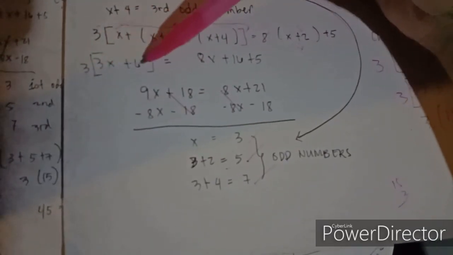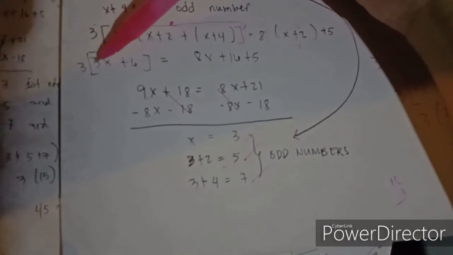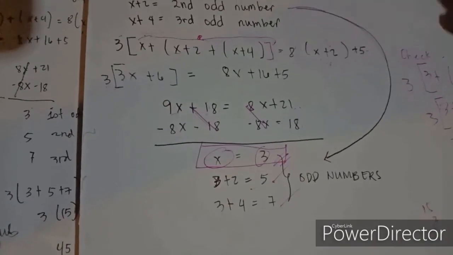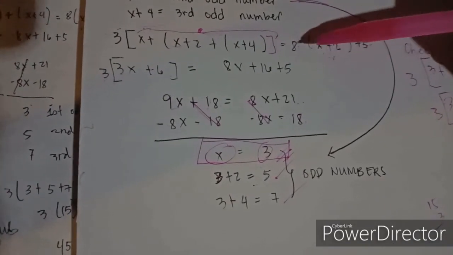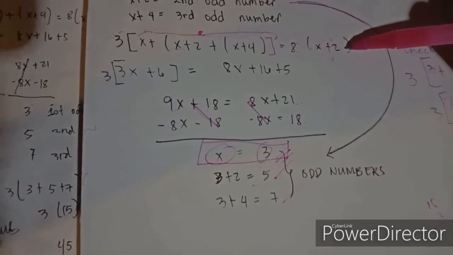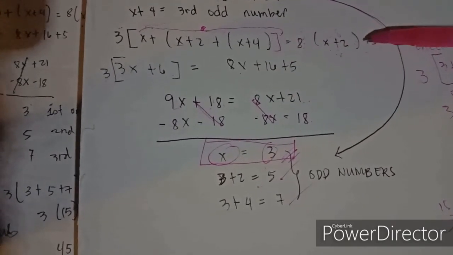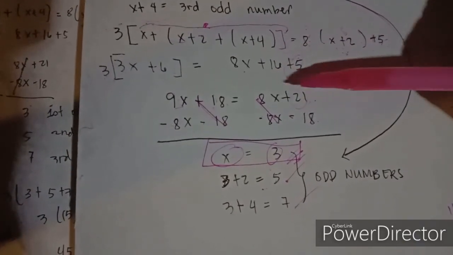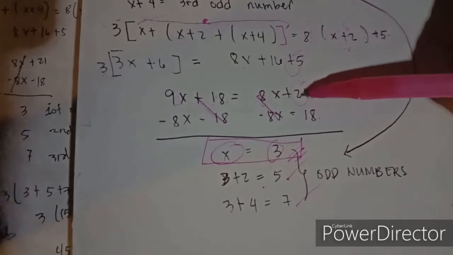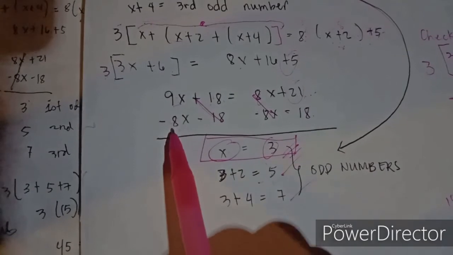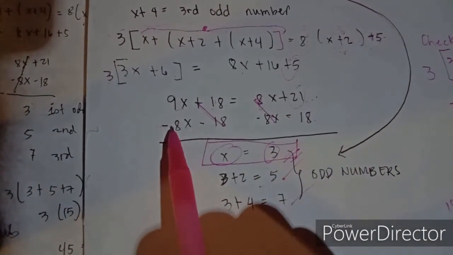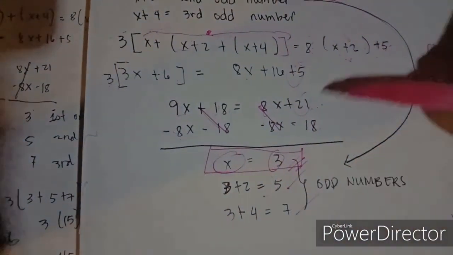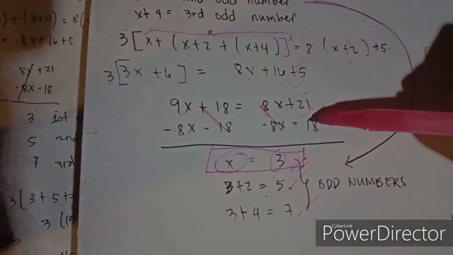So 3x plus 6 times 3, or 3 times 3x is 9x, and 3 times 6 will be 18. 8 times x is equal to 8x, and 8 times 2 is equal to 16, and copy plus 5. So 16 plus 5 is 21. That is why it is 8x plus 21. Since 8 is lesser than 9, this will become 9x minus 8x, and 18 is lesser than 21. This will be 21 minus 18.